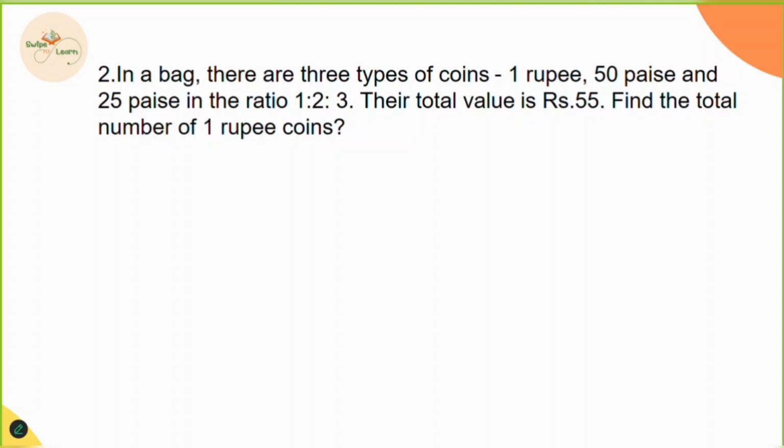In a bag, there are three types of coins, 1 rupee, 50 paise and 25 paise in the ratio 1 is to 2 is to 3. And the total value is 55 rupees. Find the total number of 1 rupee coins. This is again a type 1 model.